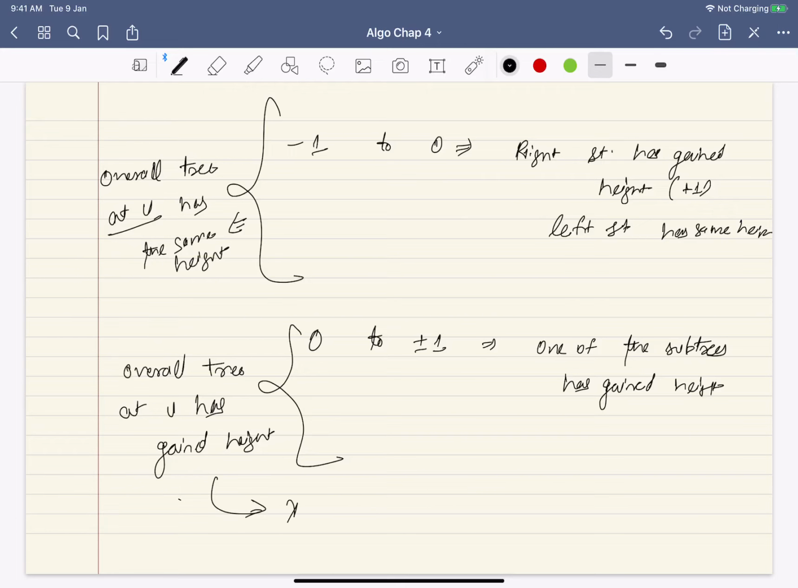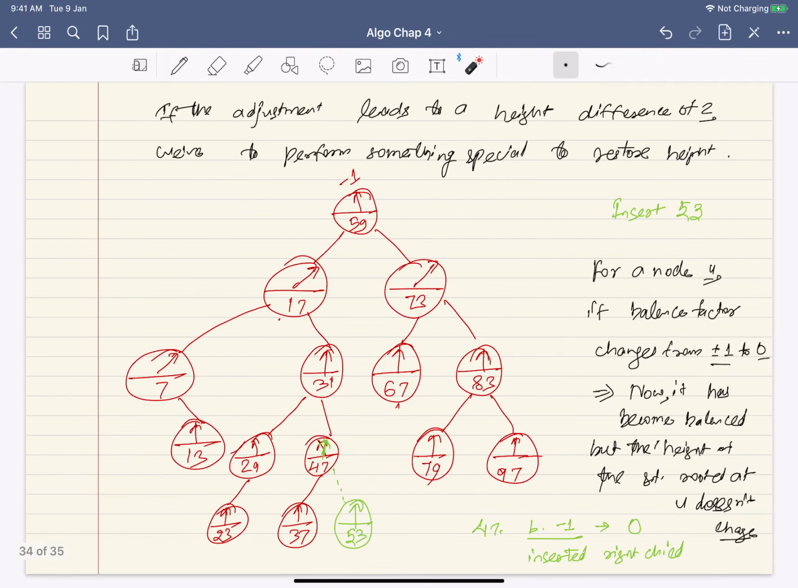So at every point I will see if the balance factor is changing at all. If it is changing from -1 to 0, I am done. I don't have to go up. The subtree rooted at this node has not gained height. If it has gone from 0 to ±1, it has gained height, and I have to go up. Okay, so in this case I don't have to go up.